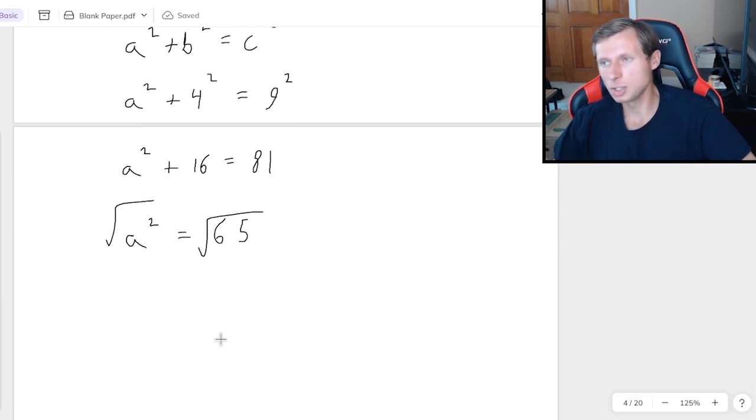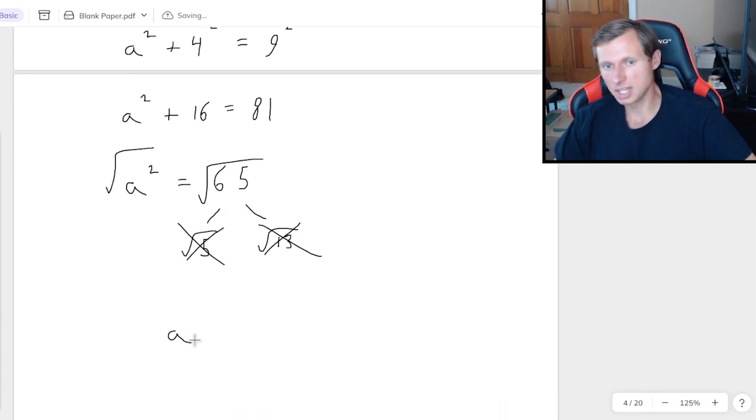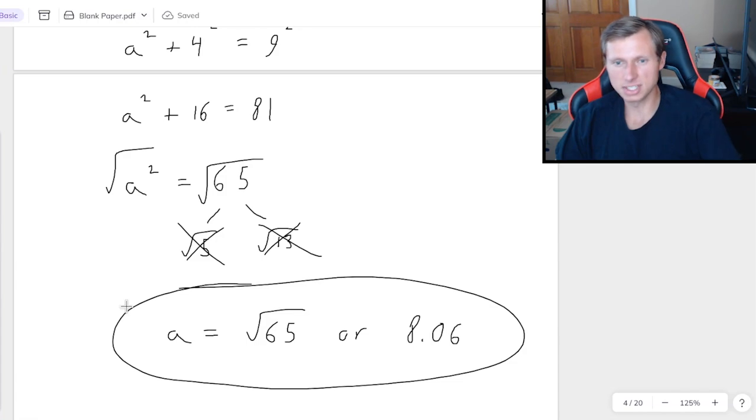Now again, I'm going to be doing the reducing square root method. So basically I ask myself, what are the factors of 65? One of them I know is 5 and 13. And since neither of these break up anymore, it means that root 65 is the right way to go here. So in other words, A is equal to root 65. Or if you wanted that as a decimal, 8.06. So that's it for the second one.